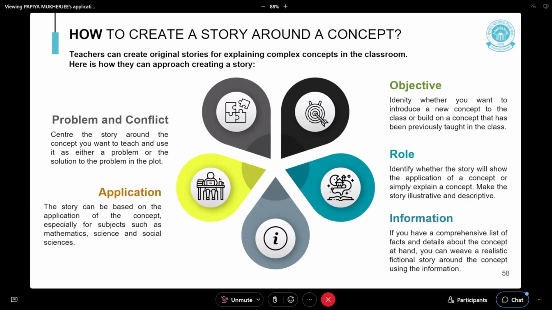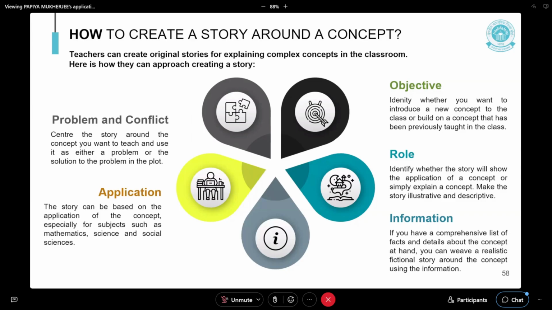There has to be an objective for creating stories, and that is, how do you introduce? You can either introduce a new topic or build upon the previously taught topic of the class. Identify whether the story will show some application of a concept or simply explain the concept. It would be better if a comprehensive list of facts and details are available with the story. They can weave their own fictional story around that concept and use the information.